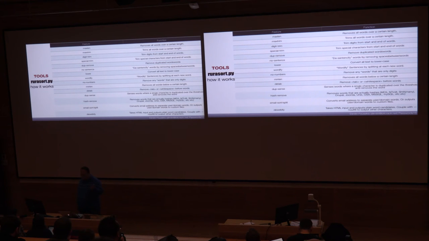Some of the standard stuff. Max length will remove all words over a certain length. Max trim will trim all words over a certain length. We can trim the digits off the start and end of words because rules can do that, so we don't want that. We can trim special characters from the beginning and end of words. We don't want that either.